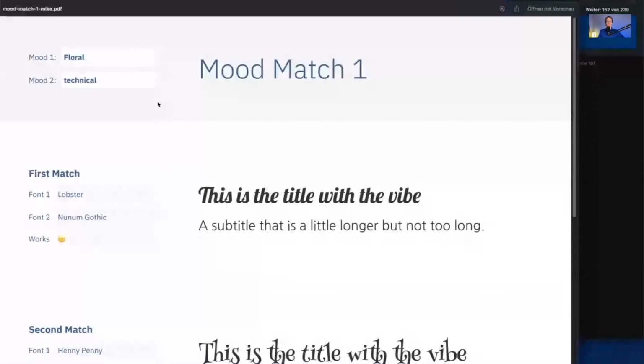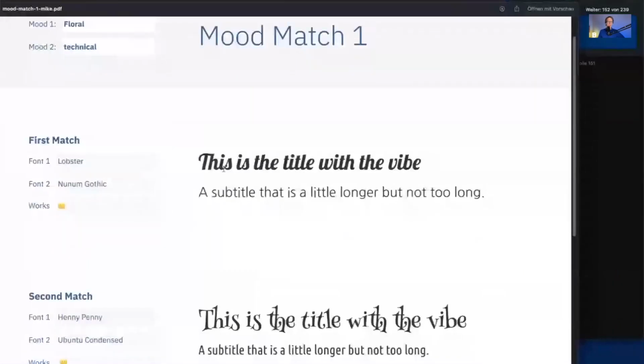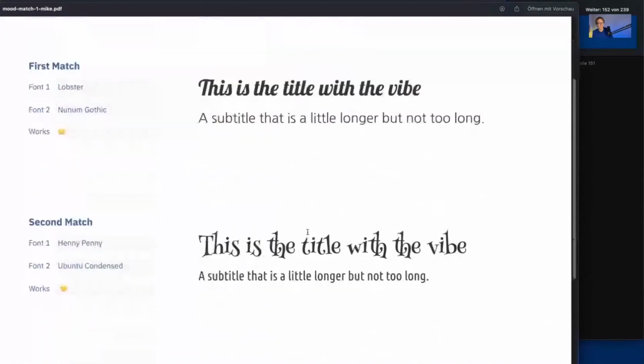For the first adjective, floral, he used Lobster. And for the other one, what is it? Nunito Gothic or whatever. I think this Lobster is quite playful, floral you could say, and the other one is quite technical, since it's more or less seeming to be very monolinear, simple, clean. The second one is hilarious.